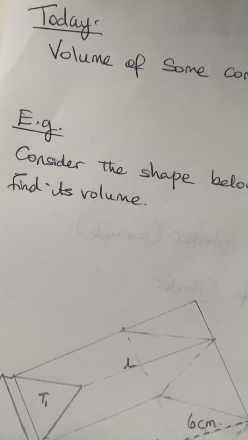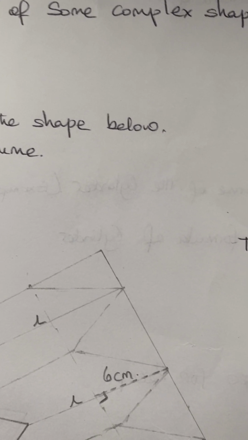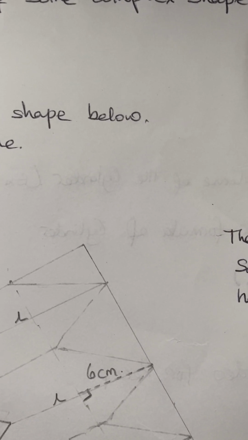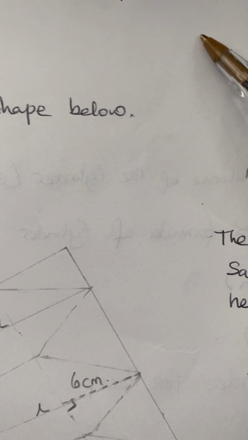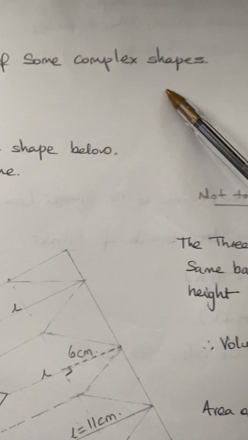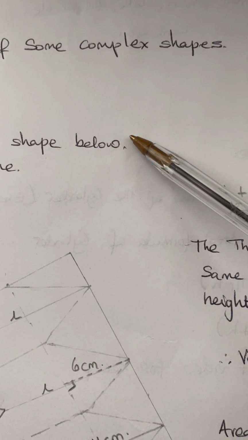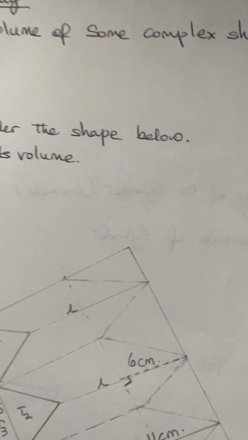Now let's see what we want to do today. We want to look at the volume of some complex shapes. So we know how to find the volume of a triangular prism. You find basically the area of the triangle and multiply by the length of the prism.